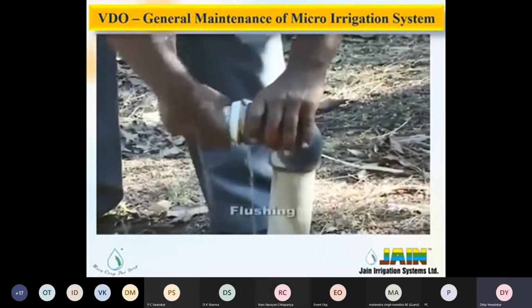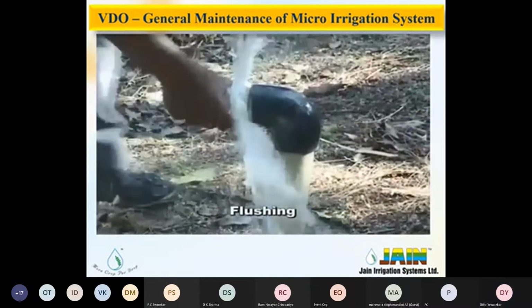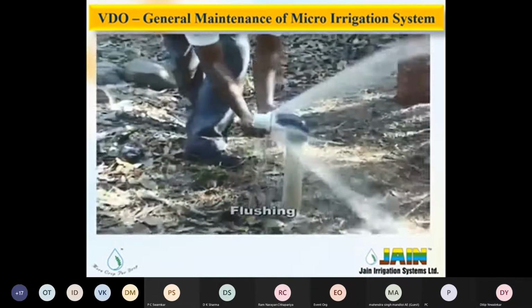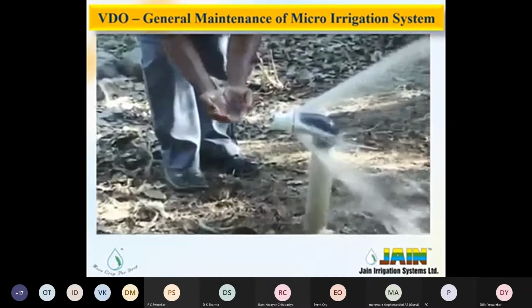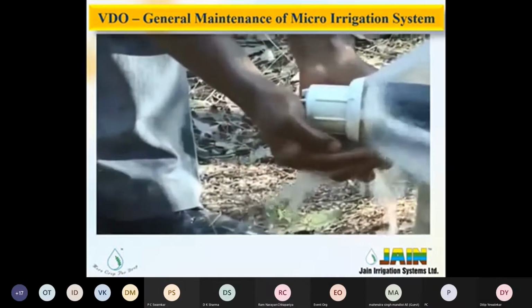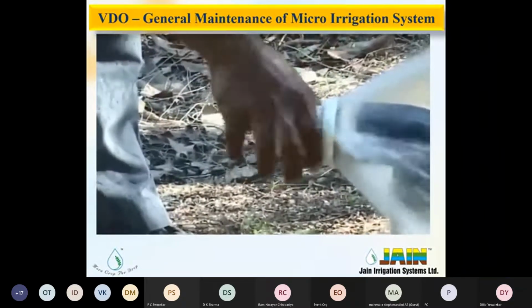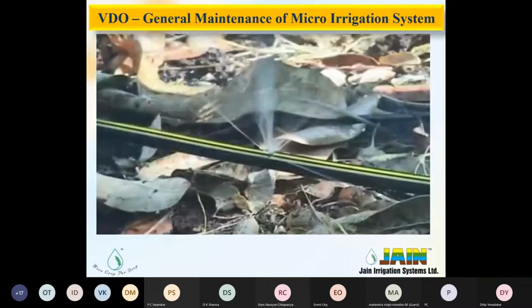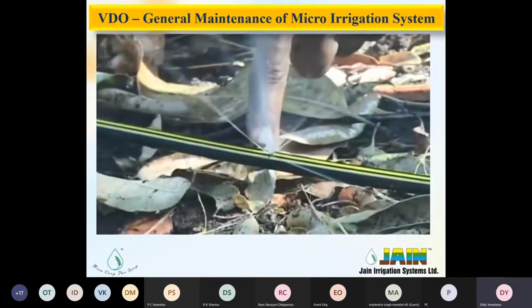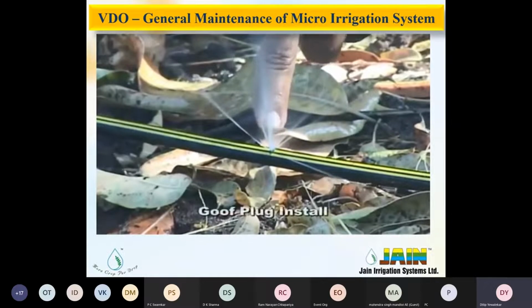This is flushing of the submain by opening the cap for a few seconds. And he is checking the quality of the water. Here some leakages have happened, so he is closing these leakages.